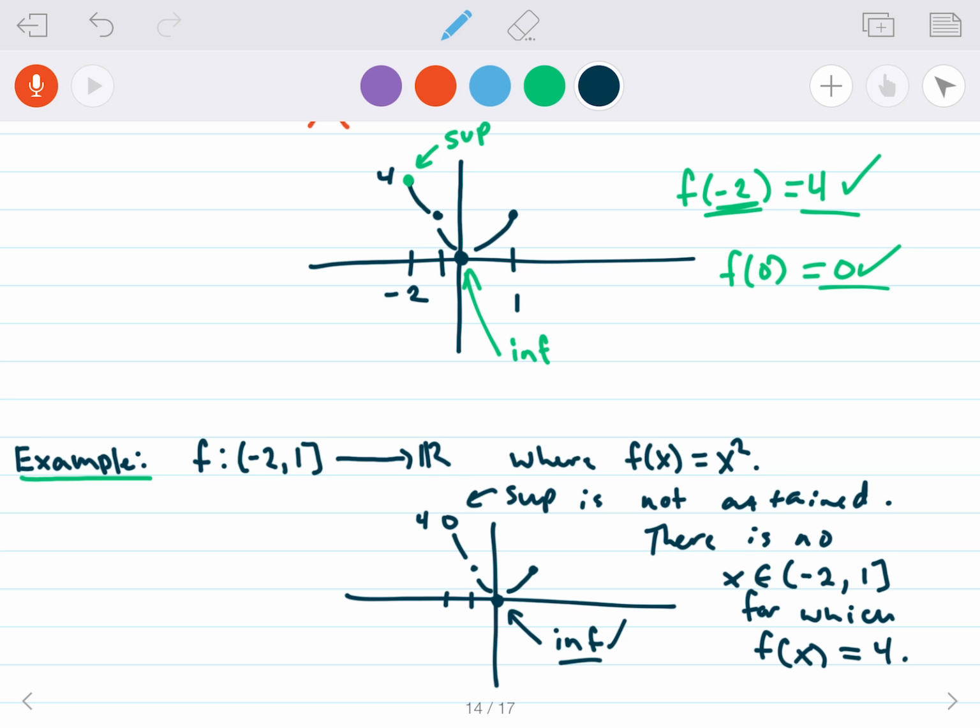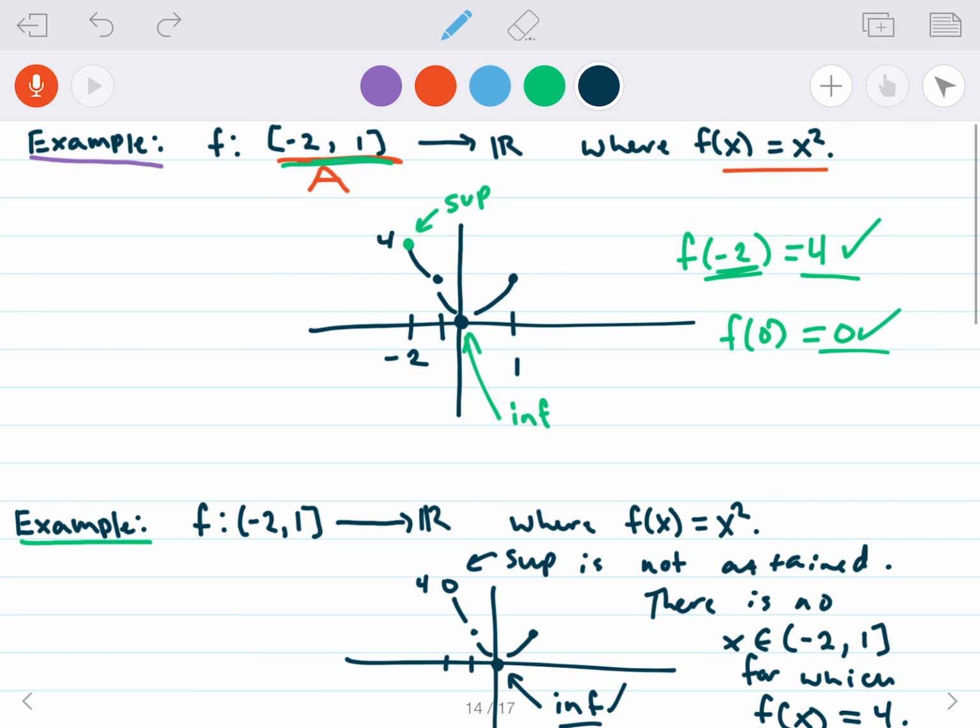Okay, and the extreme value theorem can't guarantee that we will find something because the set is not compact. It's not closed. It's bounded, it's not closed.